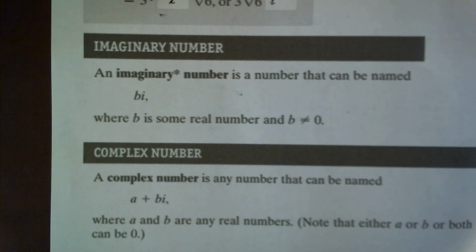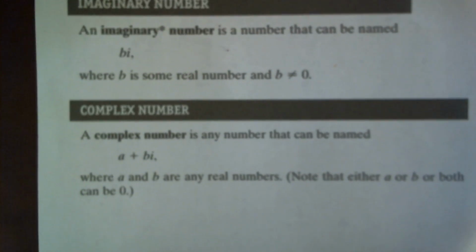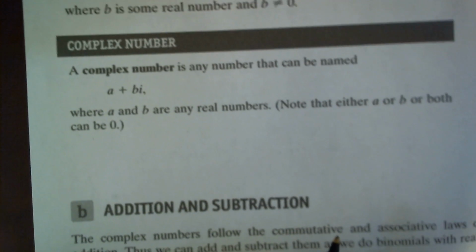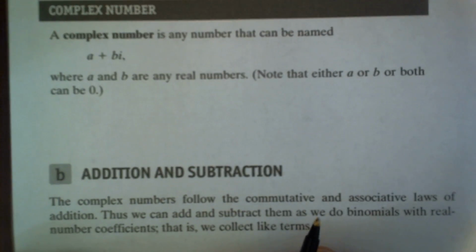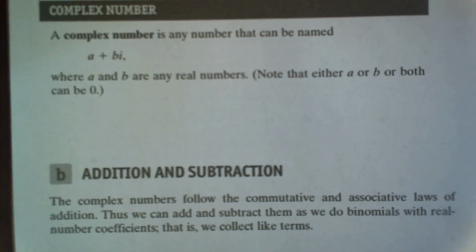Okay, so the next thing is some operations with complex numbers. First we're going to look at addition and subtraction, which is really quite simple, because the complex numbers follow the commutative and associative laws of addition. So we can add and subtract them as we do binomials with real number coefficients. That is, we collect like terms. This will become apparent very easily when we look at some examples.